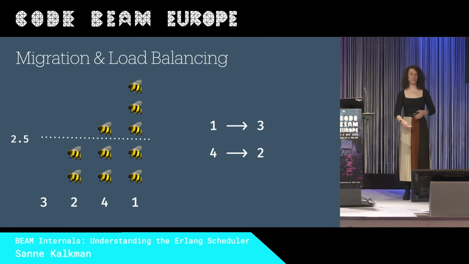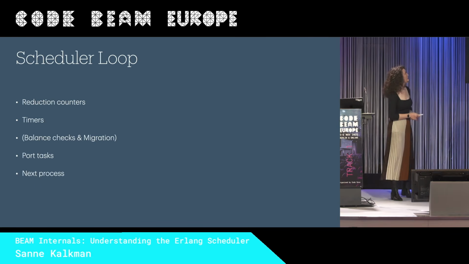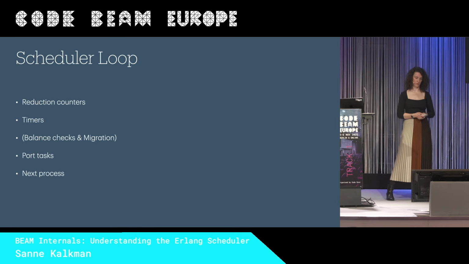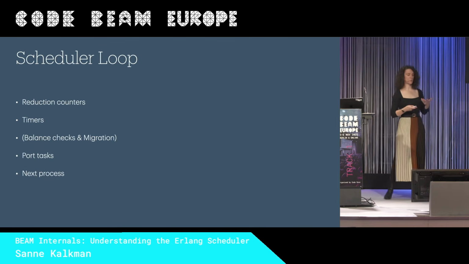So that kind of is, I'm not going to say that's all there is to it, but if you're just thinking about it conceptually, that's kind of all there is to it. So to summarize, first we update our reduction counters. So we go, okay, this is how many tasks you've had, etc. Then we check all the timers to see if any timeouts have to trigger, etc. And then we do this balance check in the migrations, but only every 2,000 turns. Then we do any port tasks, and only then do we pick the next process.